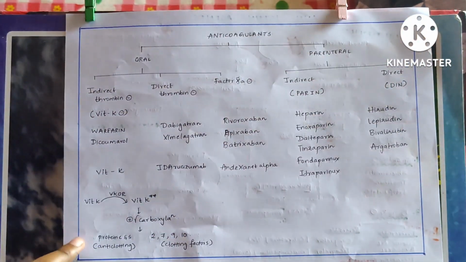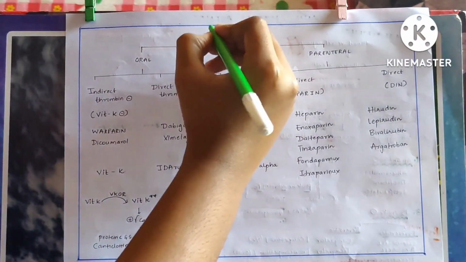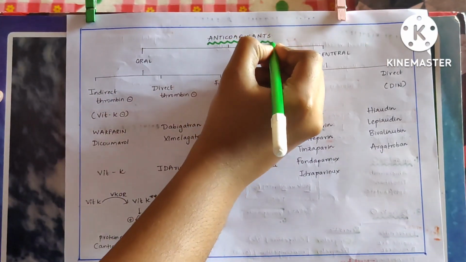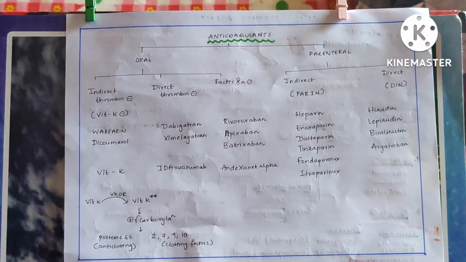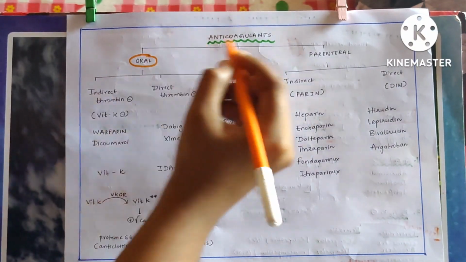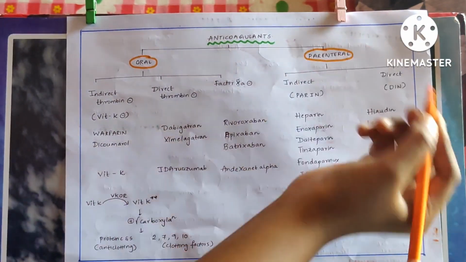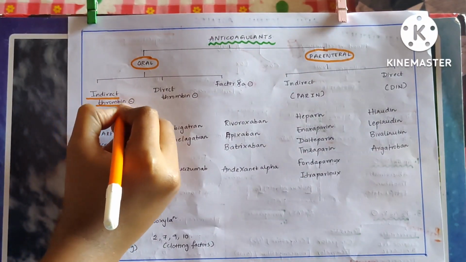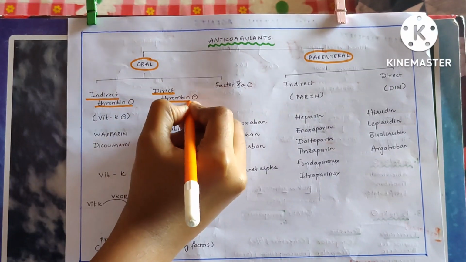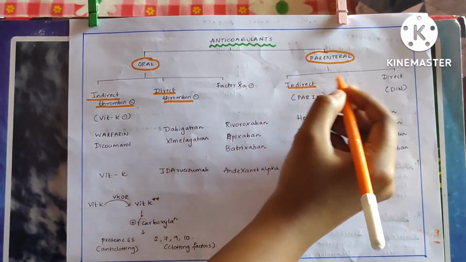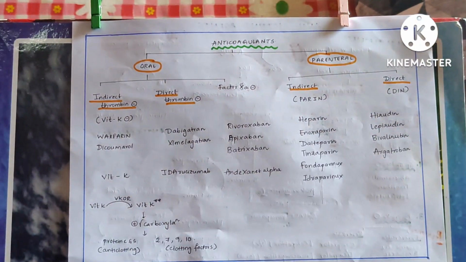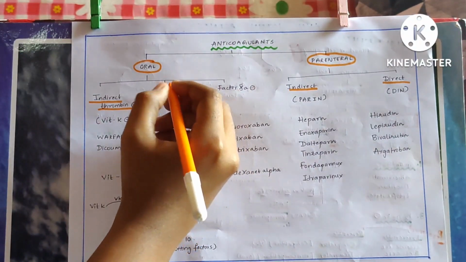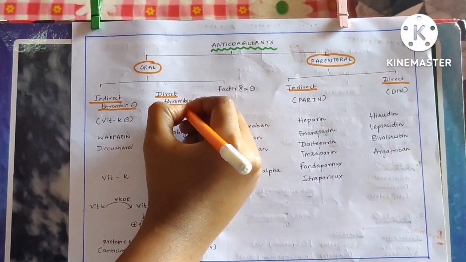Okay, so this is the flowchart showing anticoagulants in detail. This is the beautiful flowchart. You need to remember all the drugs in this flowchart, and I'll try to make this simple. So anticoagulants are now divided into oral drugs and parenteral drugs, right? Again these oral and parenteral are divided into two different sections, that is indirect thrombin inhibitors and direct thrombin inhibitors. Parenteral also has indirect and direct thrombin inhibitors. Oral has an extra thing, that is factor 10A inhibitors also, right?